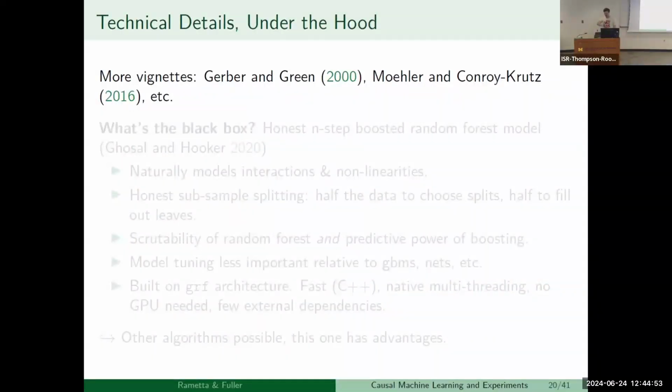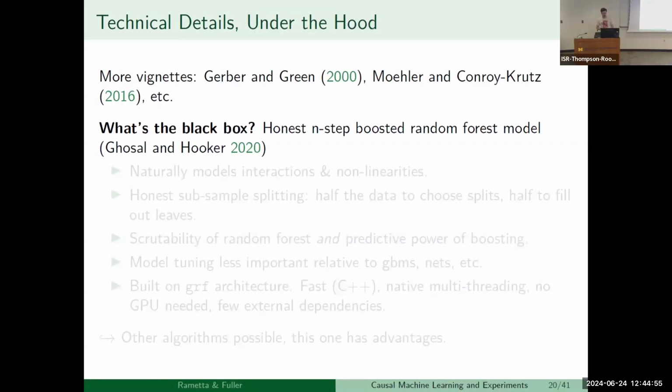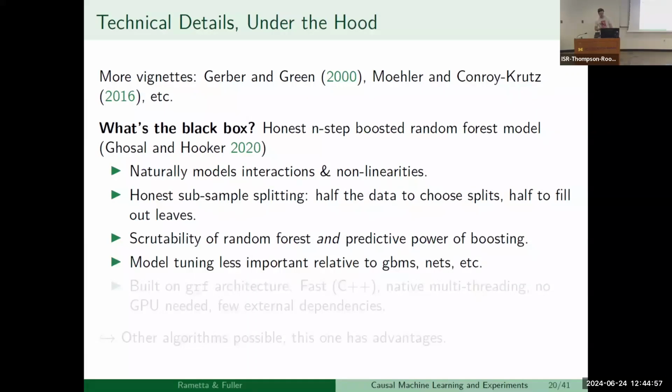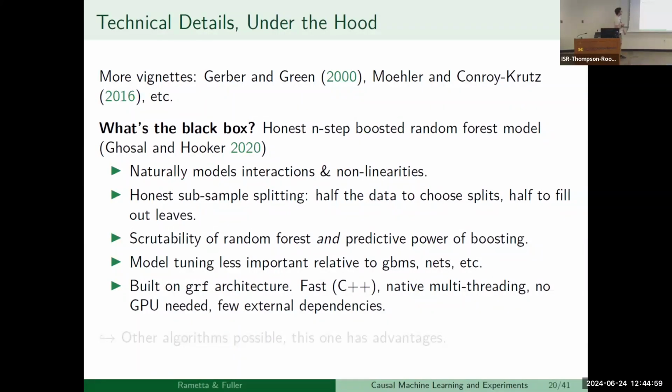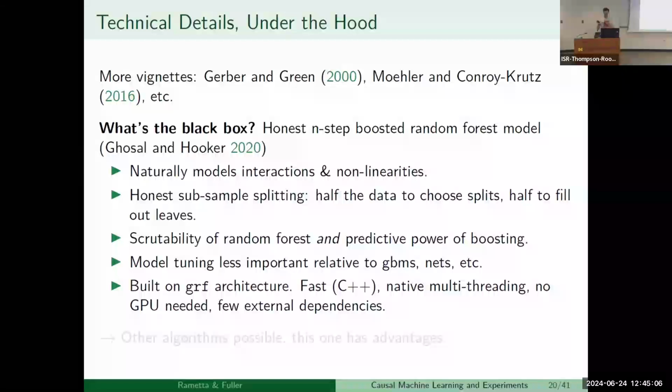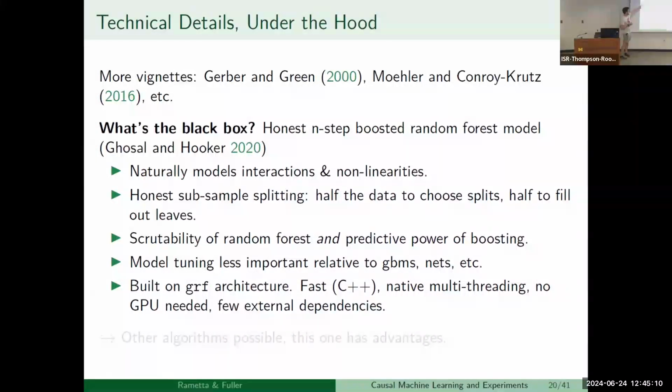Some technical details, I don't want to go too far over time here, but I'll just briefly mention that the black box we're using in the paper is honest n-step boosted random forest models. It's totally fine to not be familiar with this. It's basically a fancy version of random forest that employs built-in subsample splitting. This is going to make it easier for folks to use this without needing to do custom model tuning.